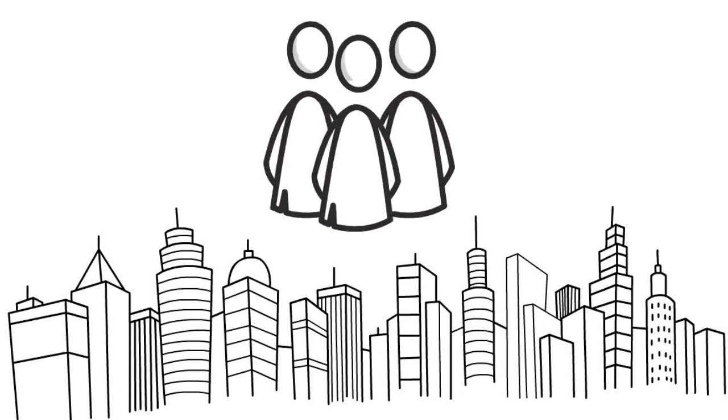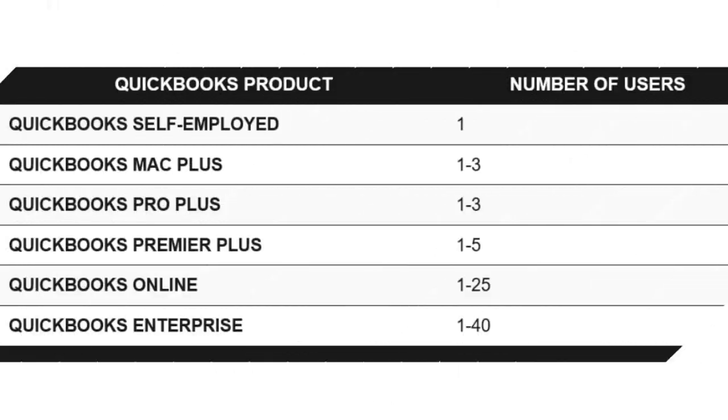Okay, so how many users do you need? Remember, for the QuickBooks Self-Employed, you have 1 user. For the Mac Plus, 1 to 3. For the Pro Plus, 1 to 3. For the Premier Plus, 1 to 5. For the Online, 1 to 25. And for the Enterprise, 1 to 40. So just be aware of that as well.